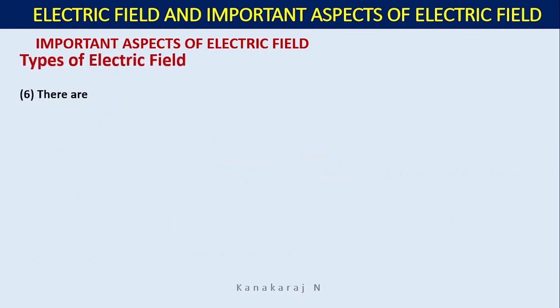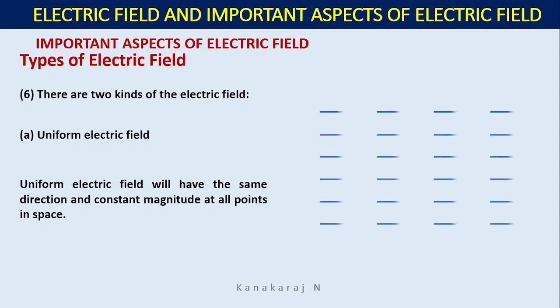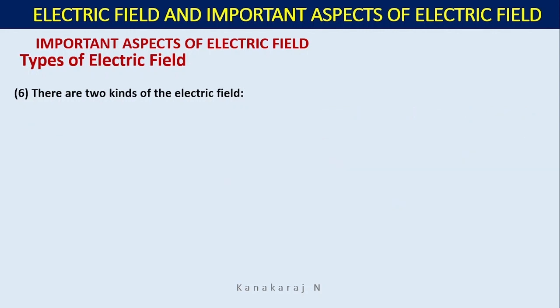Types of electric field. There are two kinds of electric fields. Uniform electric field: a uniform electric field will have the same direction and constant magnitude at all points in space. Look at the diagram. The length of each vector is equal and the directions are the same. So this diagram represents a uniform electric field.